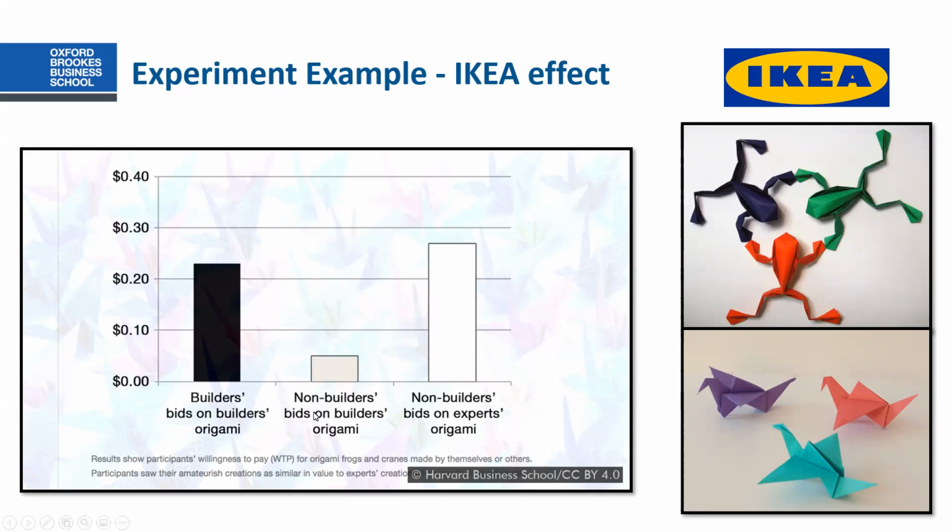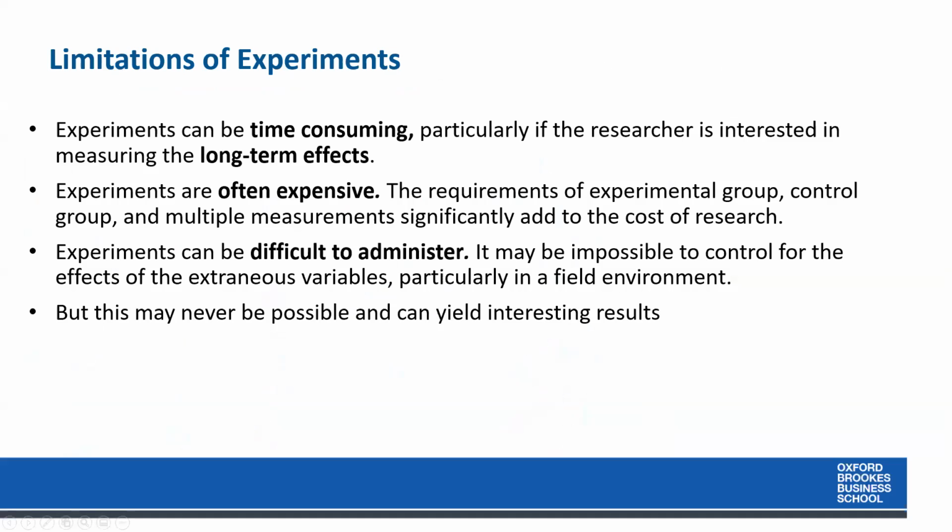And not only that, they valued their items almost equal to the expert origami. So this experiment proved their hypothesis, the cognitive bias that people usually tend to overvalue things and to be biased when they have to value something that they created or assembled. So experiments can yield a causal relationship.